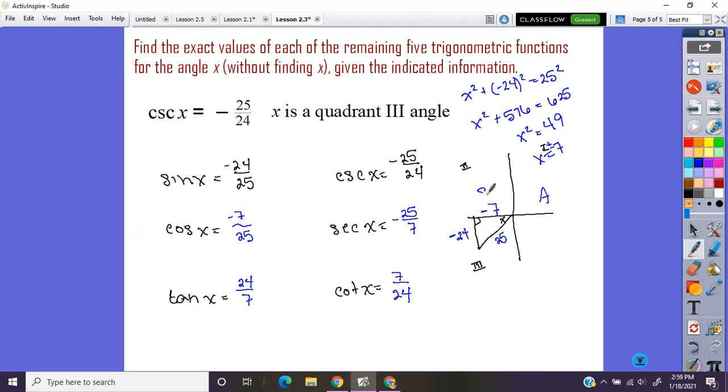My All Students Take Calculus. Tangent should be the only one that's positive. And it is. So you did this correctly. So that's finding the trigonometric functions using a unit circle type approach.